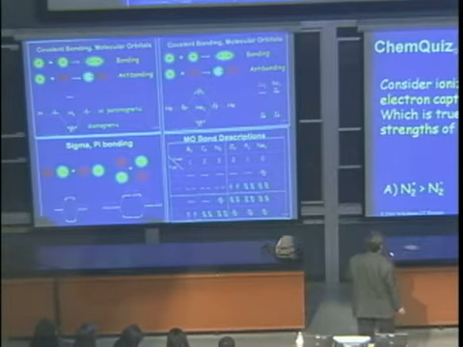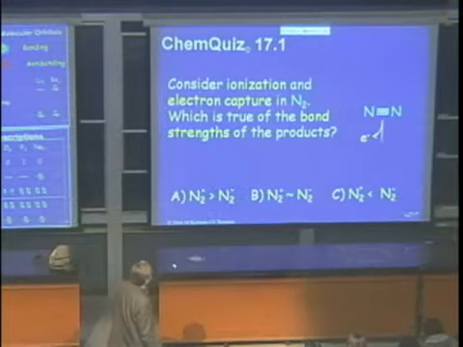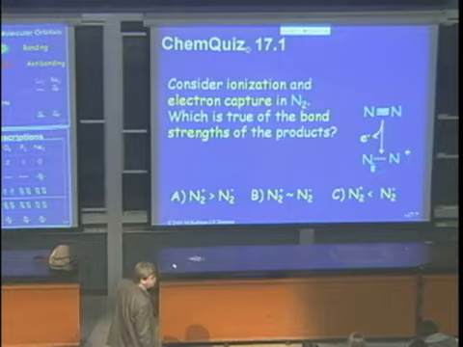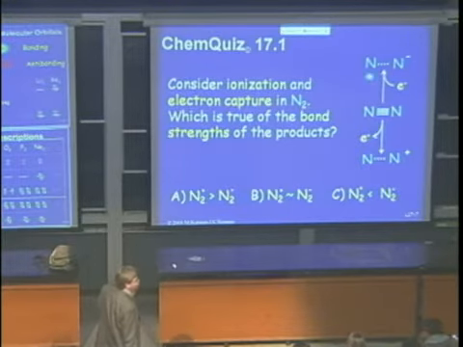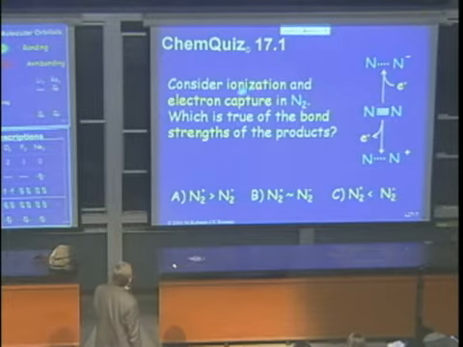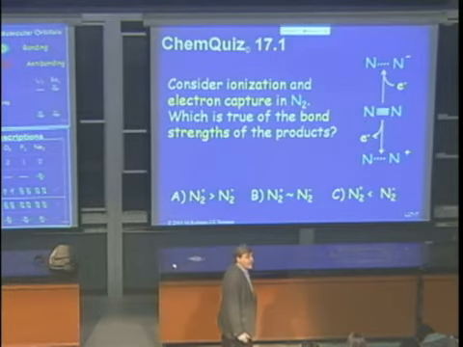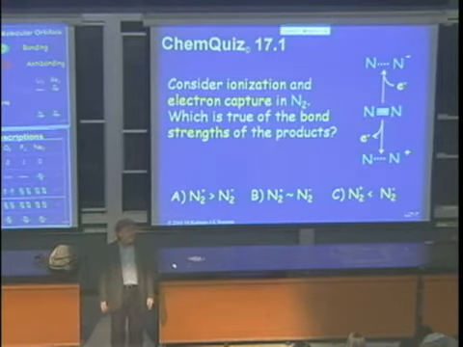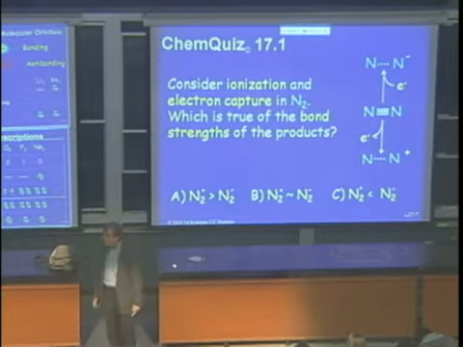So then I'm now asking you the question: we have the ionization and the electron capture. This would be an ionization, this would be N2 plus, and this would be an electron capture, that would be N2 minus. So I'm asking you now, which is true of the bond strength of the product? Bond strength is bond order, and I have told you before that there are fractional bond orders, okay? Don't get confused, fractional bond orders are fine.